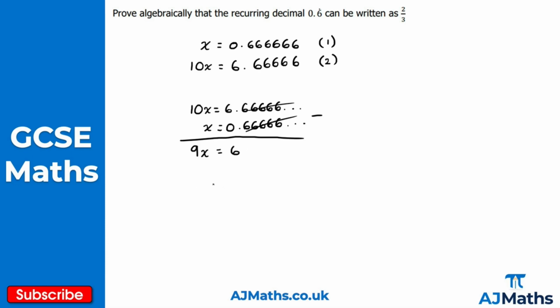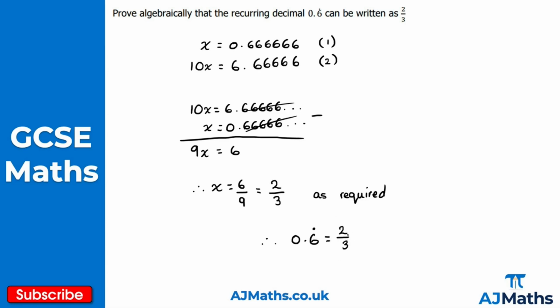Now I just want x here, so I'm going to divide by the coefficient of x, which is 9. So x is equal to 6 over 9. And we can simplify this. 3 goes into both my numerator and my denominator. It goes into my numerator 2 times and into my denominator 3 times. And we get 2/3, exactly as the question wanted us to show. So that's 2/3 as required. Therefore, our recurring decimal, 0.6 recurring, is equal to 2 over 3. That's what we've shown there.